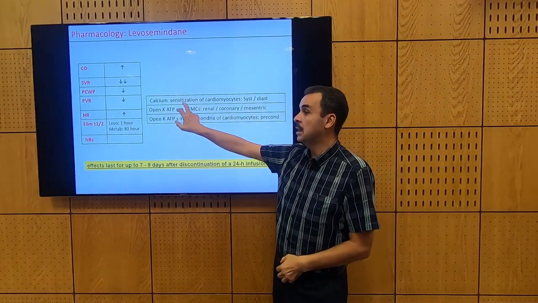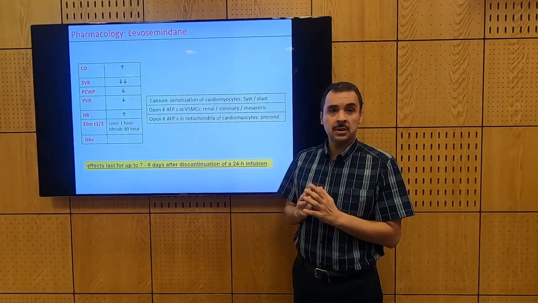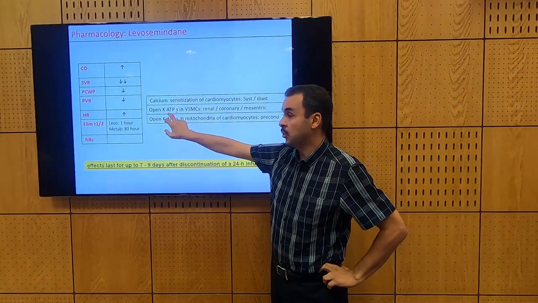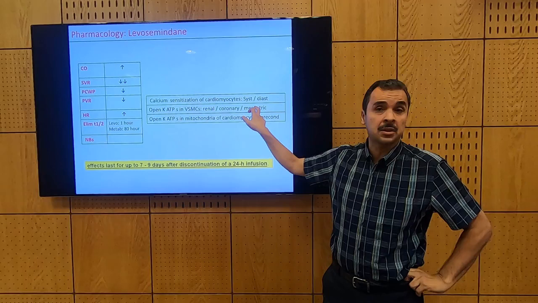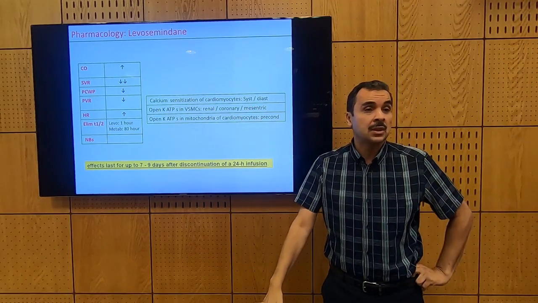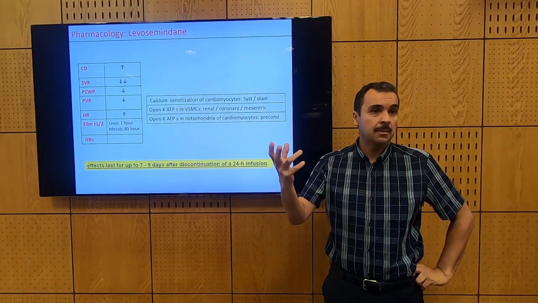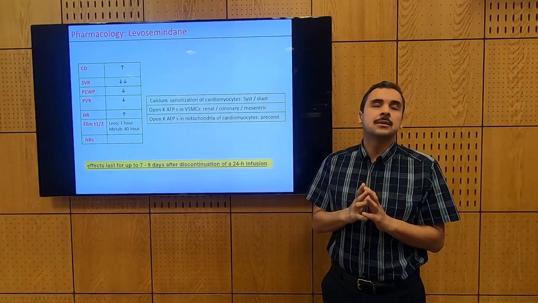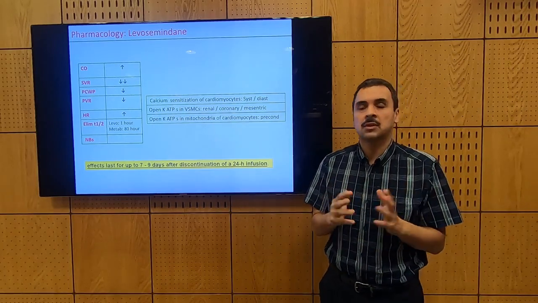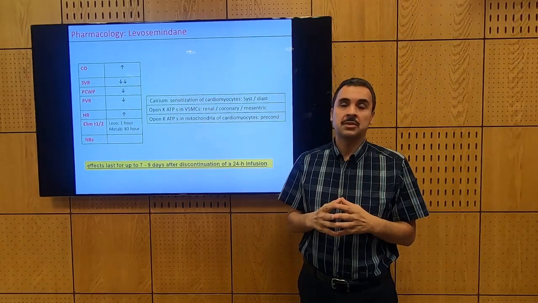Also, it acts on an ATP-sensitive potassium channel in the mitochondria. It's present in the renal, the coronary and the mesenteric circulation. So it is a vasodilator drug. This potassium channel mediates vasodilation. And it also improves the preconditioning. It improves the tolerance of the myocardium to the ischemia.